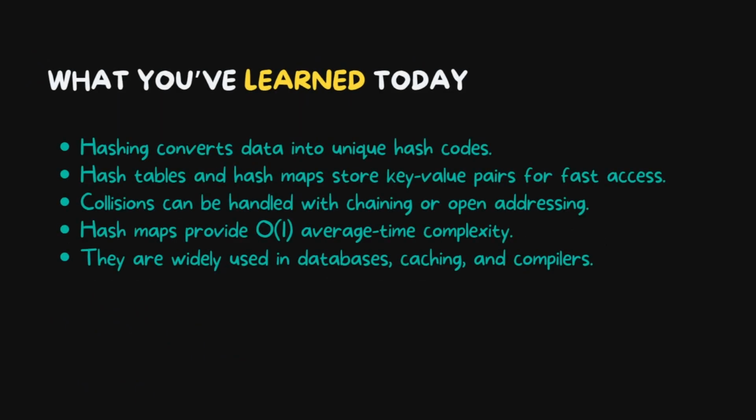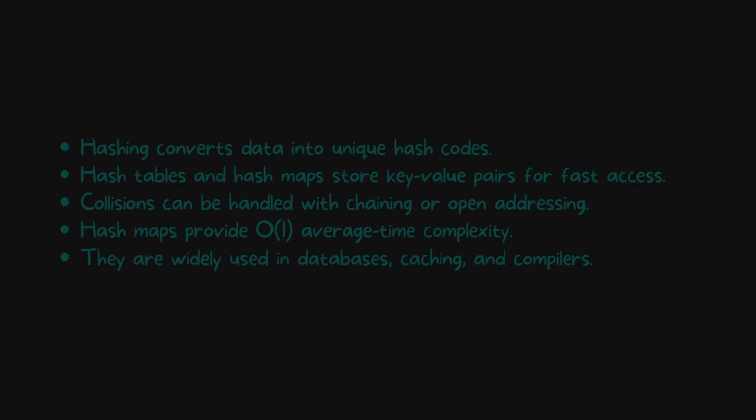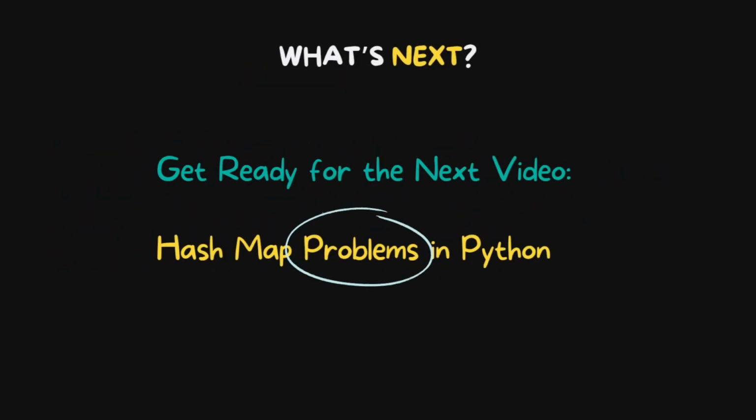So we have learned the core concepts of hashing. Hashing converts data into hash codes. Hash tables and hash maps store key-value pairs for fast access. Collisions can be handled with chaining or open addressing. Hash maps provide O(1) average time complexity. They are widely used in databases, caching and compilers. In the next video, we will solve hash map problems in Python.